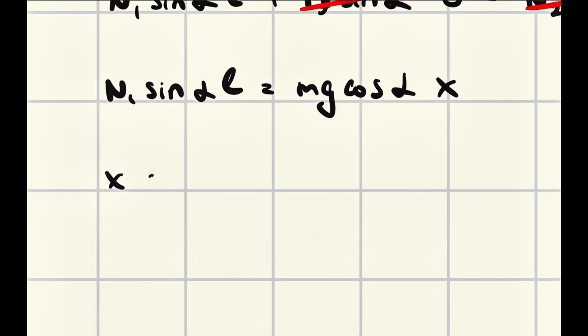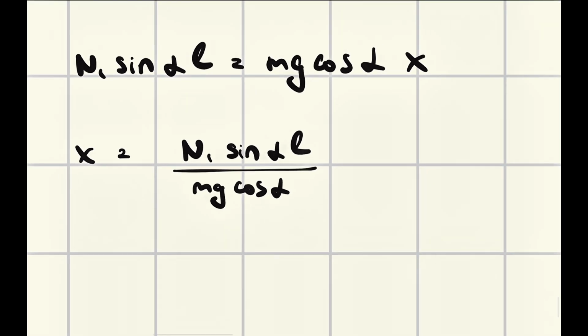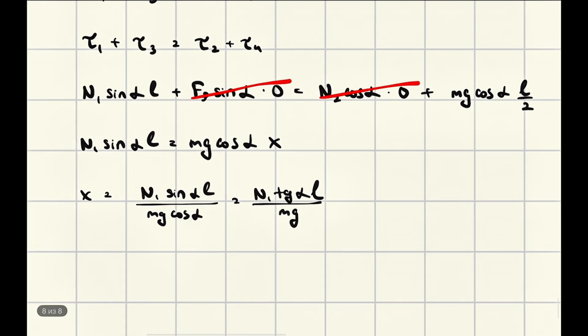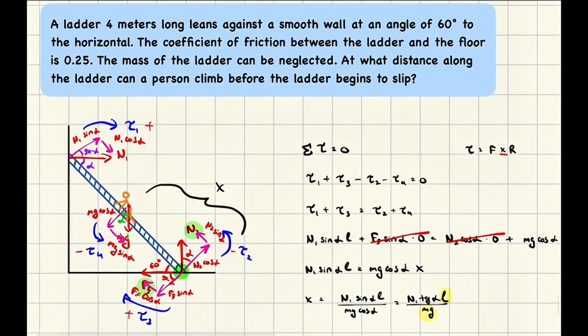Even though it is not much of a problem, it would be just N1 sine alpha L divided by mg cosine alpha, and that's it. I can see that here I have sine alpha and cosine alpha, which are just tangent, and I can say that this is N1 tangent alpha L divided by mg. Am I given all of the factors? Well, let's look. I have length. I have a mass of a human being, I guess. No, I guess I'm not.